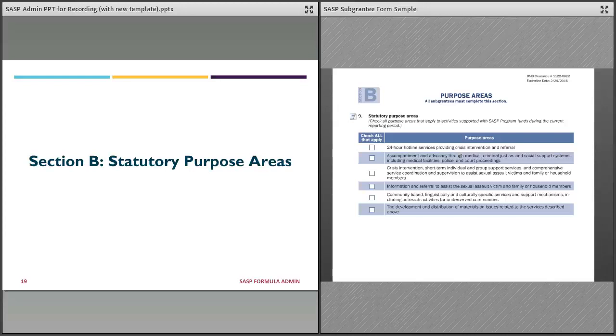Next is Section B, Statutory Purpose Areas. In Question 9, the subgrantee will check off all purpose areas that apply to the subgrantee in the current reporting period. None of these should be a surprise to you when you're reviewing your subgrantee form. If they are, you might want to check back with your subgrantee to make sure that they know what they are supposed to be using their grant funds for, and just to be on the same page as them.